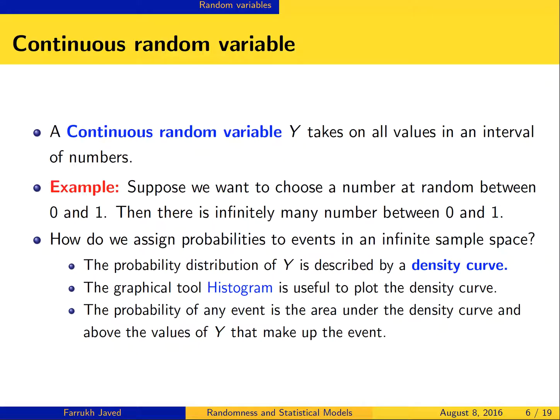How do we assign probabilities to events in an infinite sample space? Well, then we look for a density curve. We call it a density curve because there are infinitely many values or numbers between 0 and 1, so we make a plot. And in the end, we notice that it's a curve. We call it a density curve because it specifies how dense the distribution of that particular variable is. So one of the graphical tools which we will learn is the histogram, and most often we plot the histogram to visualize the density curve of a variable.